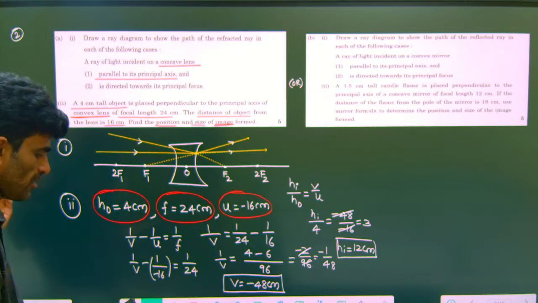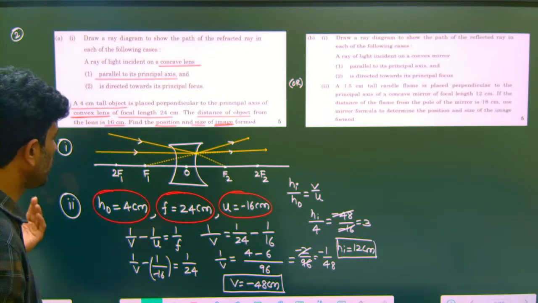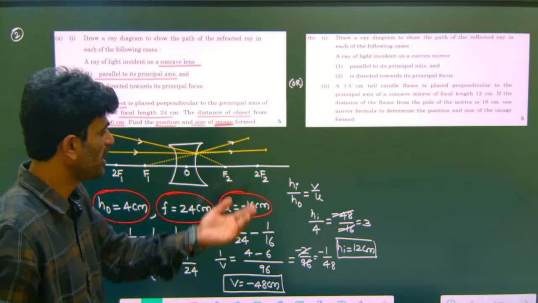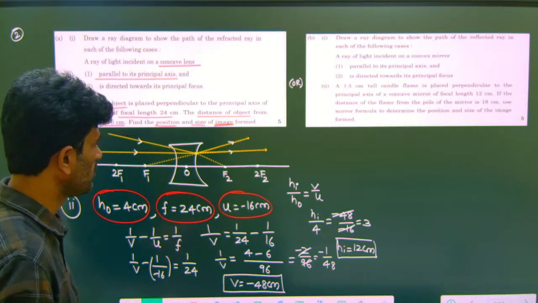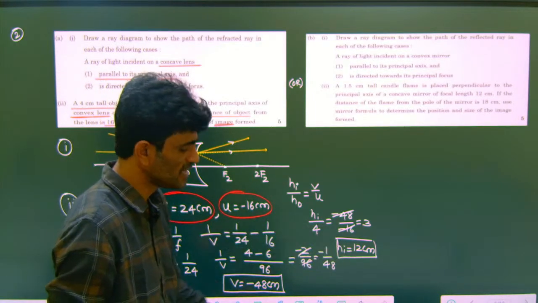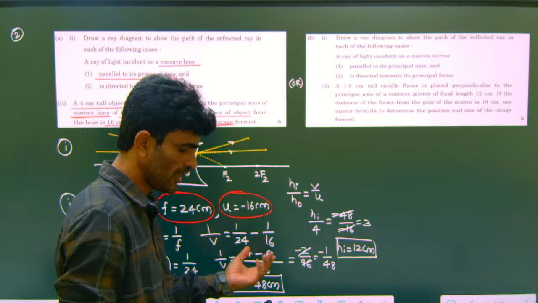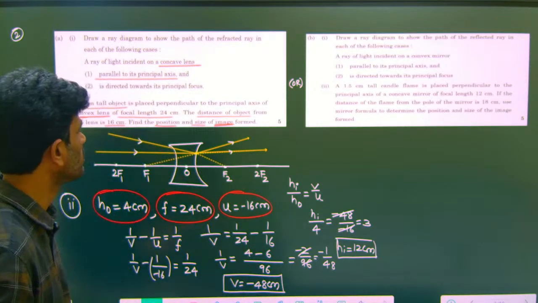When it is kept between the optical center and focus, where will the image be formed? On the same side of the lens. When it is on the same side of the lens, the image formed will be virtual and erect. That's why we got the height of the image as positive 12 centimeters. Like this you can verify whether your answer is correct or not.